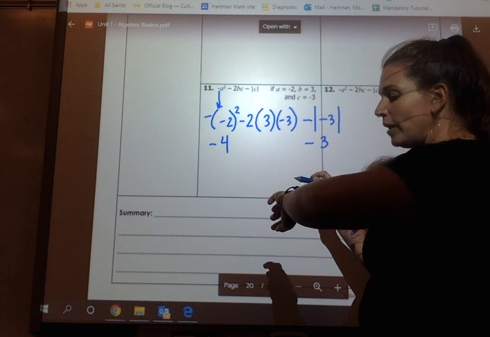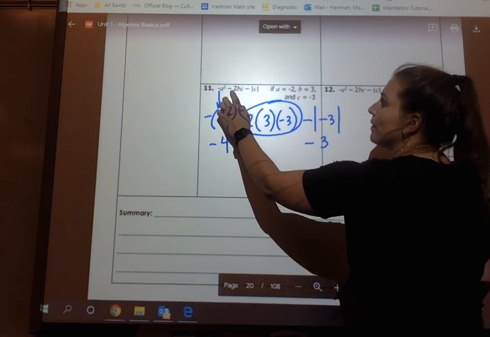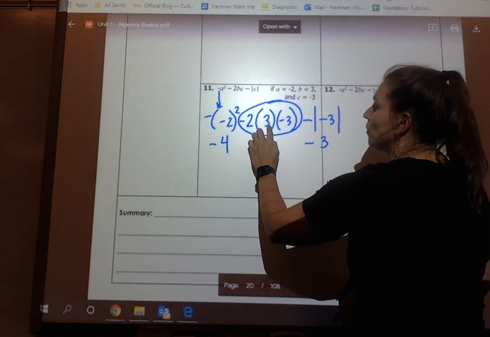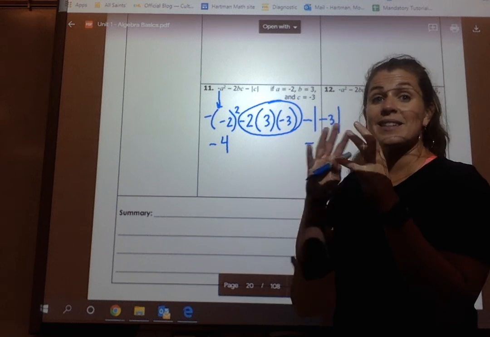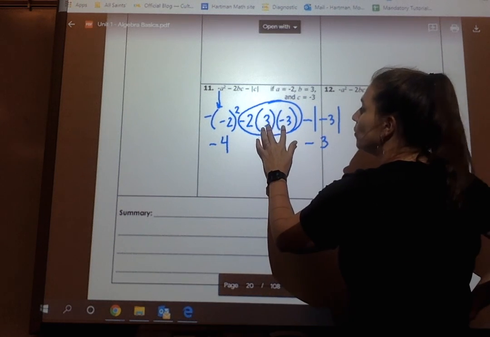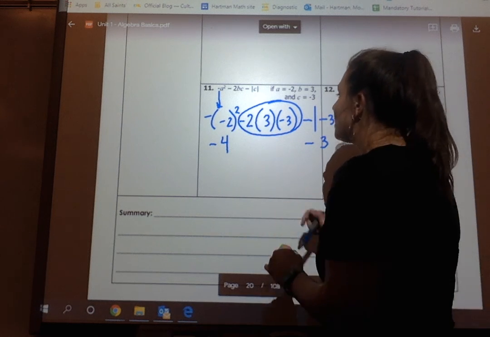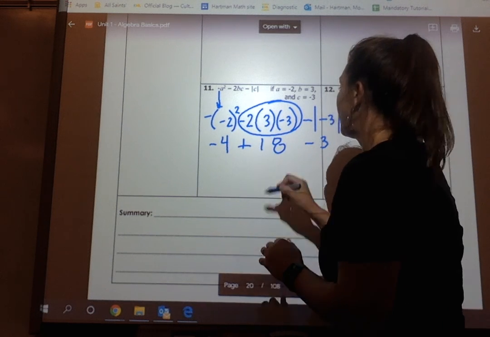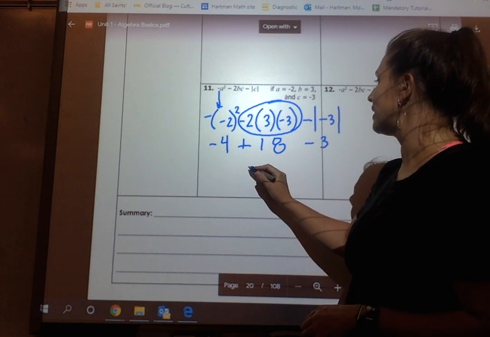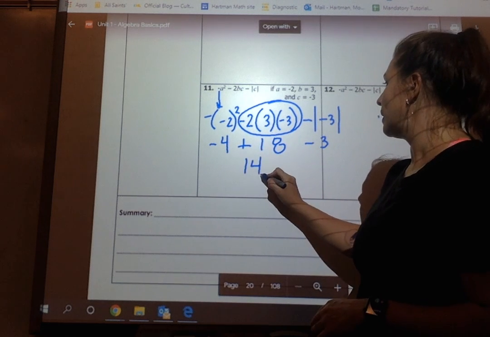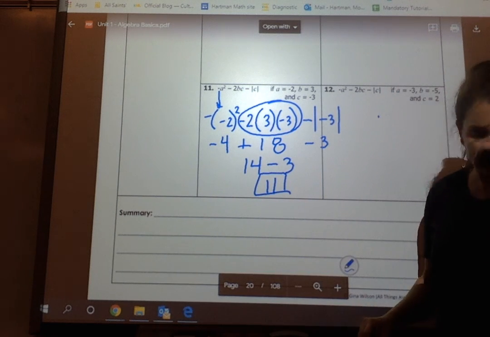Now, what I want you to see here is that you're multiplying all 3 of these together. A negative 2 and a 3 and a negative 3. So commutative property says any order you want. So I can do negative 9 times negative 2 is a positive 18. Okay? So negative 4 plus 18 is 14 minus 3 and then I get 11 is my answer there.